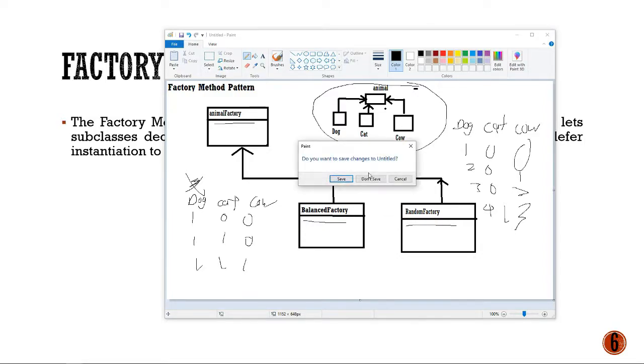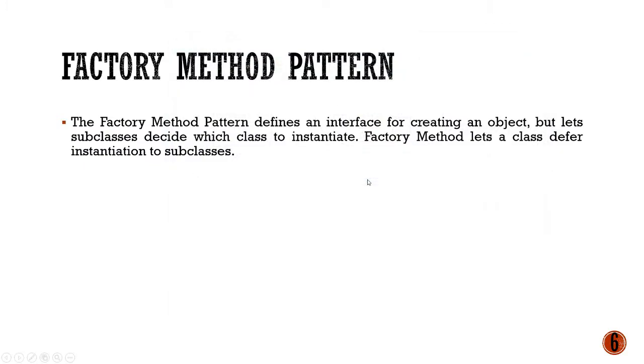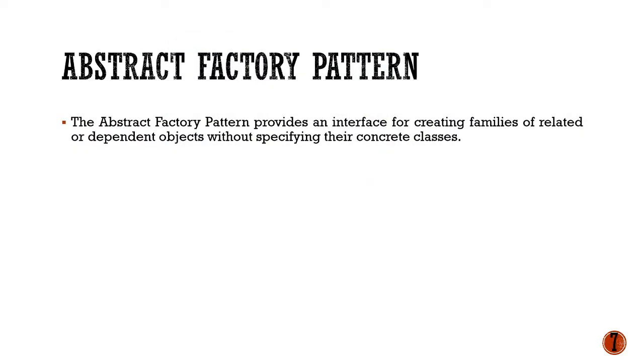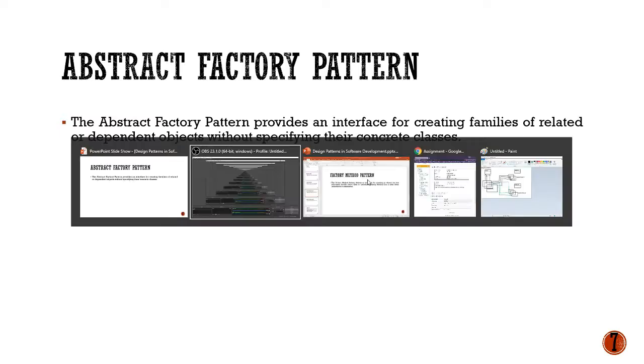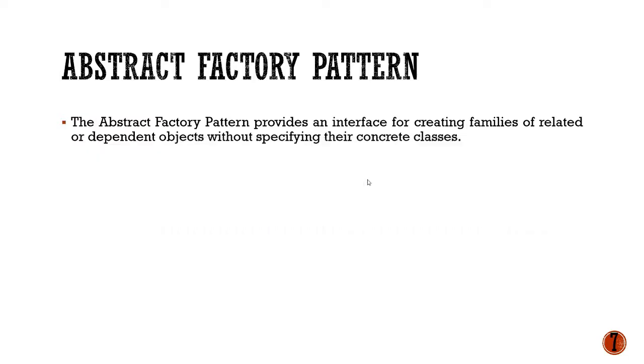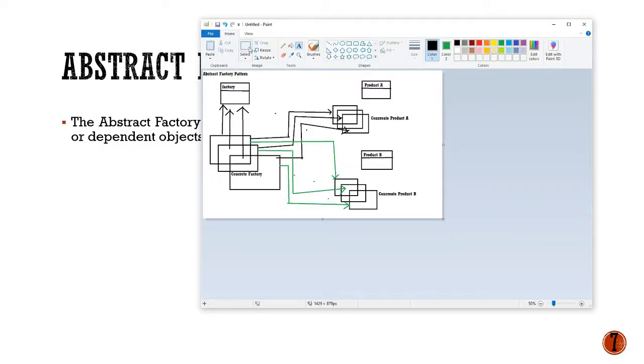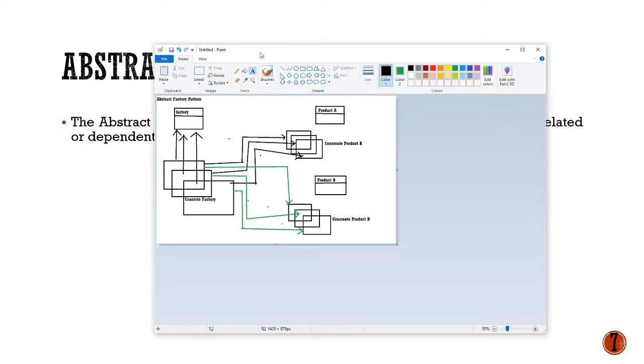Okay, so let's move on to my last topic for my article, the abstract factory pattern. The abstract factory pattern provides an interface for creating families of related or dependent objects without specifying their concrete classes. Okay, so let's go to my explanation. It's easy, not easy lah, it's quite complicated.